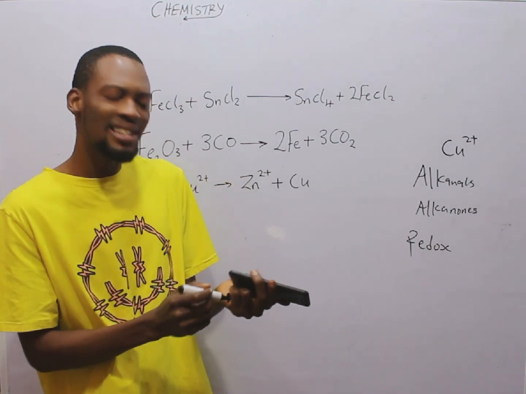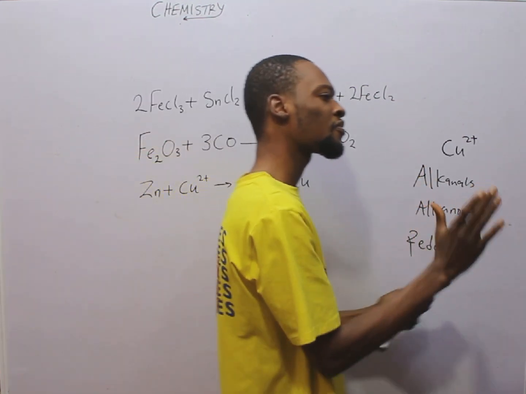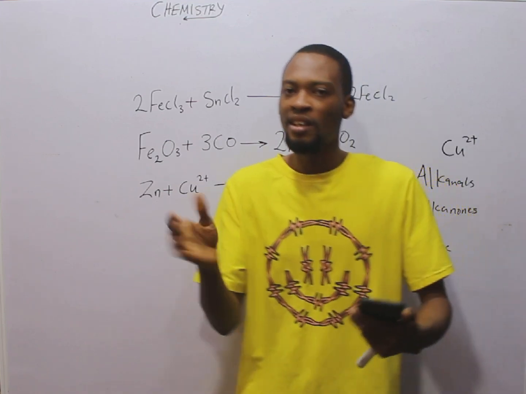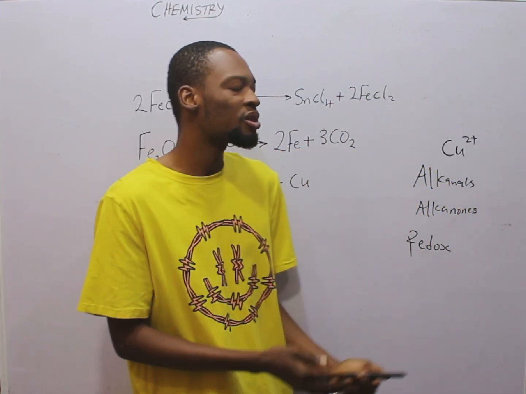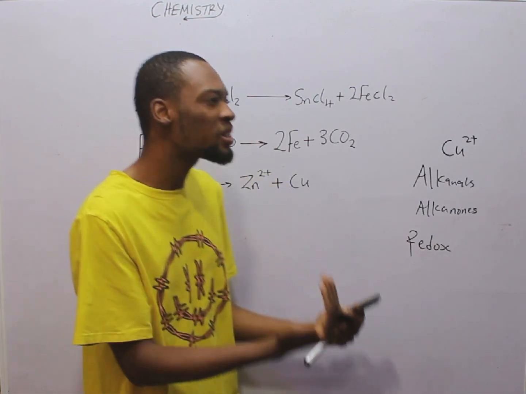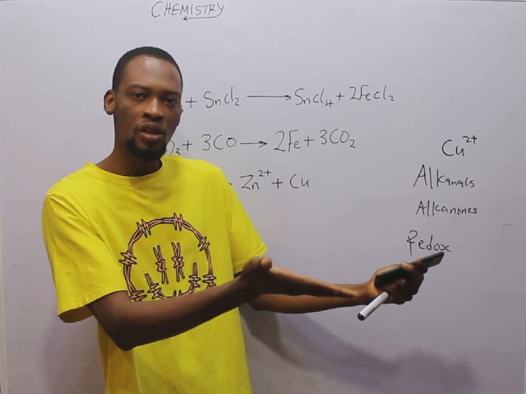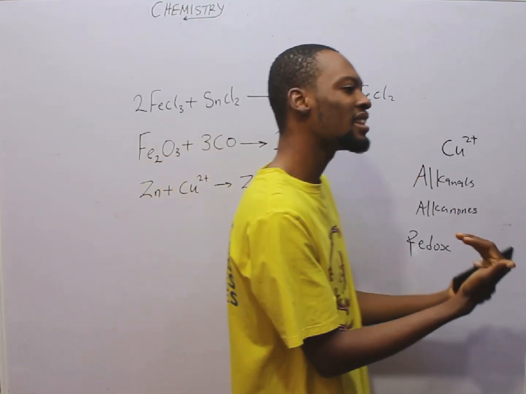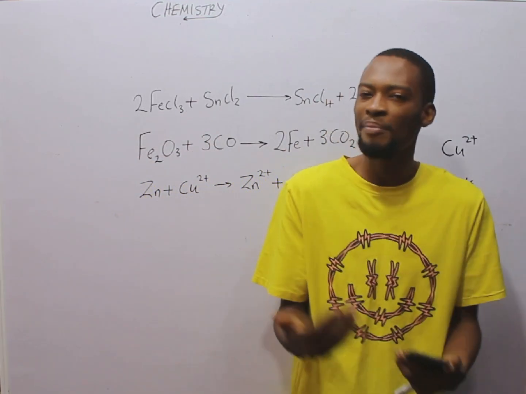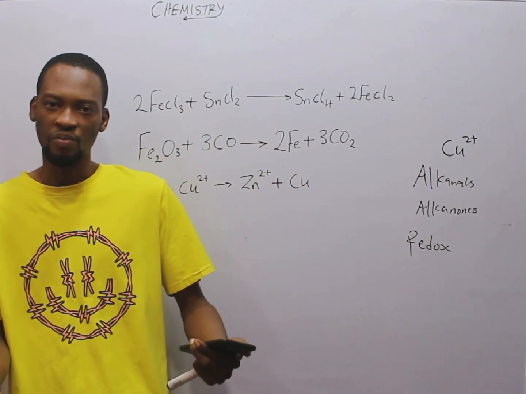Redox reaction is a reaction in which oxidation and reduction are taking place together. In reactions, we have oxidation reaction and we have reduction reaction. What is oxidation? Oxidation reaction is addition of oxygen, which means in a reaction, when oxygen is being added, you say that is oxidation. How about reduction? Reduction is the removal of oxygen.